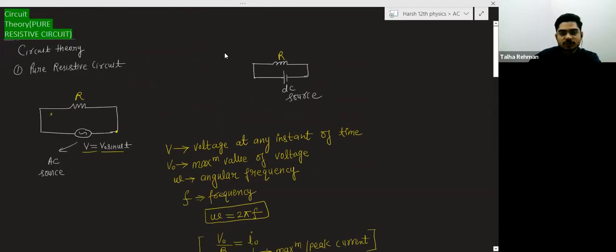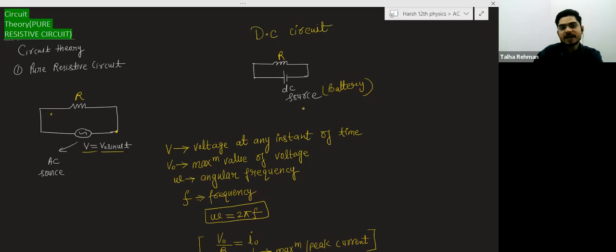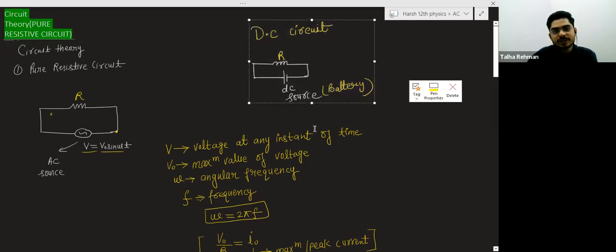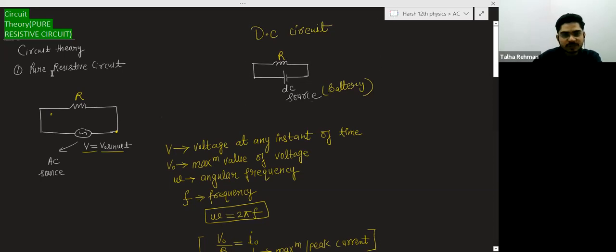So first see this circuit. Basically, this is a circuit in which the resistance is connected with a DC source. DC source means battery. So basically, this is a DC circuit. And now we are discussing the AC circuits. In an AC circuit, there will be an alternating voltage source. So now the pure resistive circuit. Here our resistance is connected with an alternating voltage source.